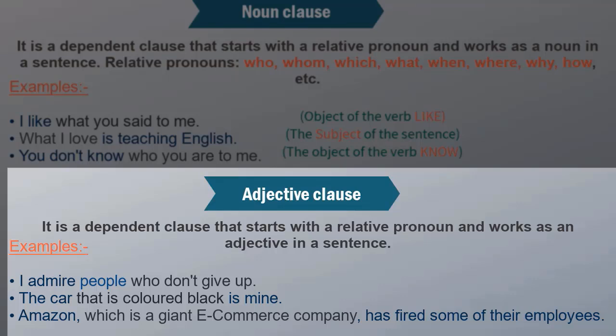Examples: I admire people who don't give up. Who do not give up is the adjective clause. Who is the subject, which is the relative pronoun. Do not give up, alright, that's the phrasal verb. The car that is colored black is mine. The car, which car? That is colored black is mine. That is colored black, this is the adjective clause.